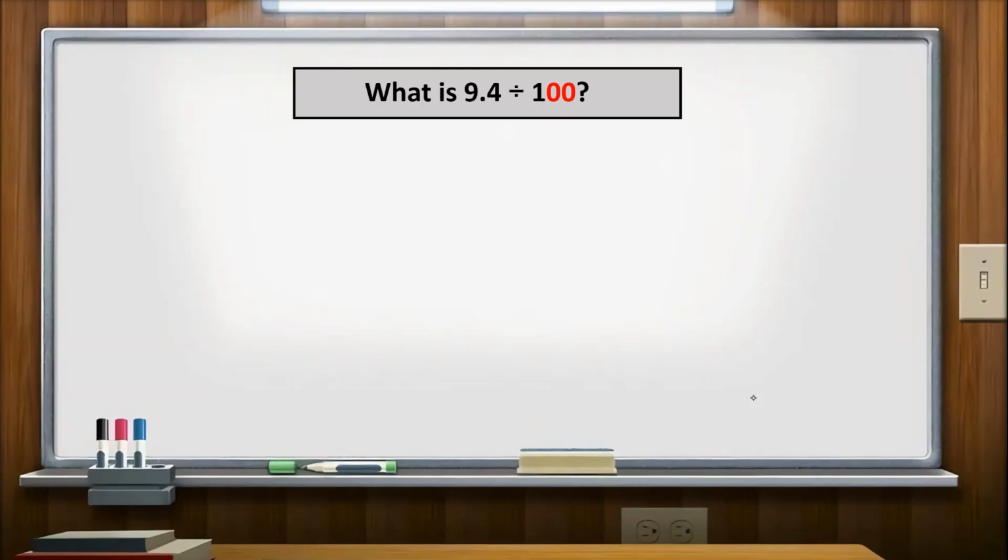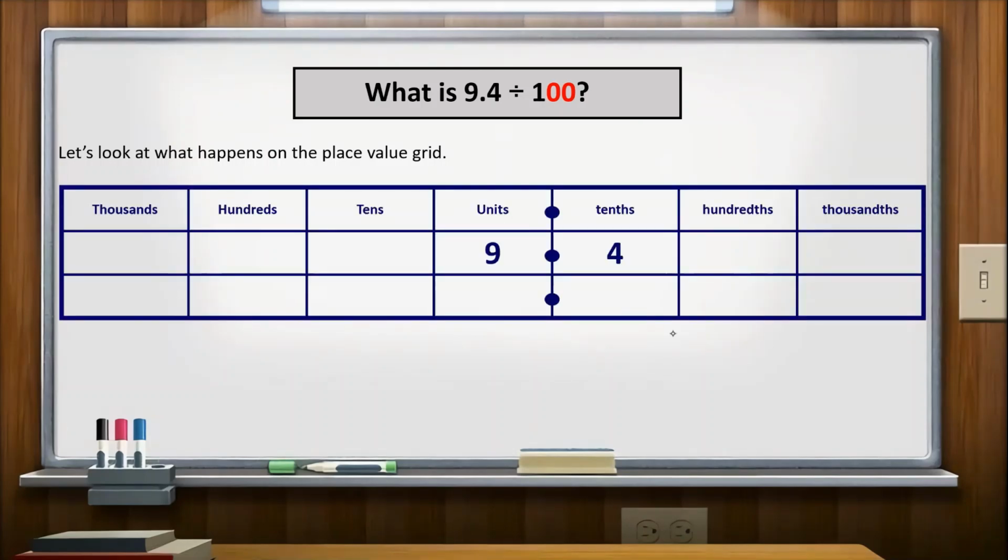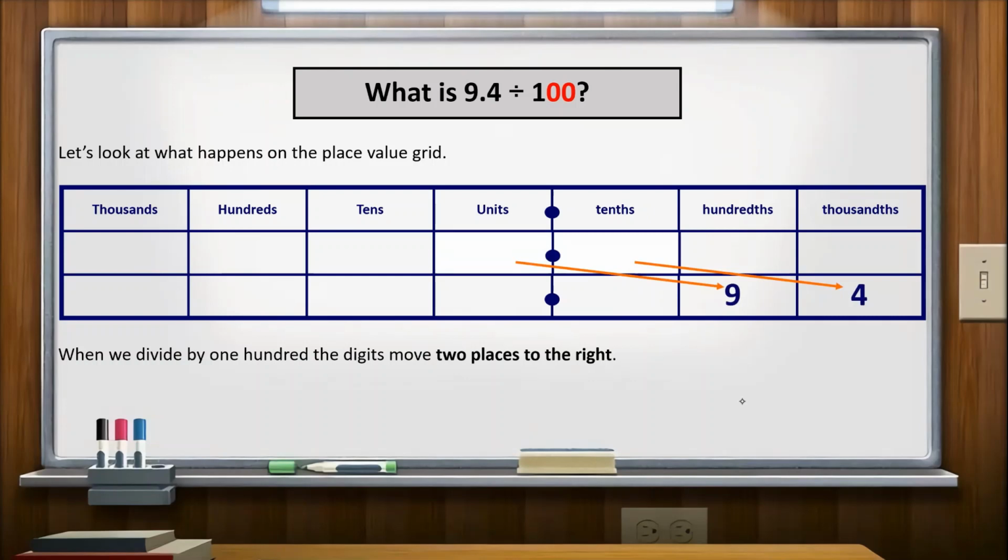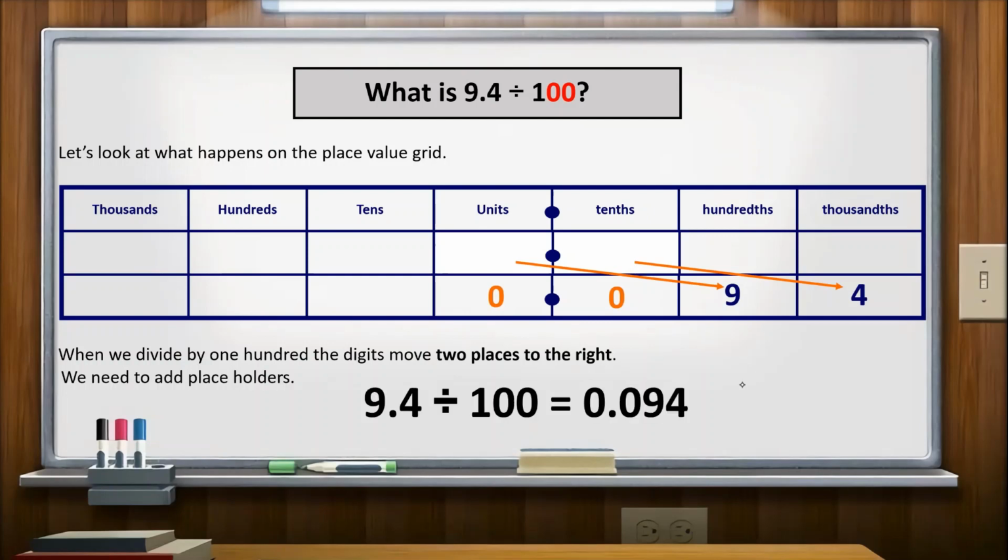Moving on to example 2, 9.4 divided by 100. We will apply the same steps as shown in example 1. We will input 9.4 in its correct place value position on our grid. Now that we are dividing by 100, we will move our digits 2 places to the right. So the 4 will now move from the tenths column to the thousandths column, and the 9 will move from the units column to the hundredths column. We will then need to insert our placeholders, which will then give us our final answer to 9.4 divided by 100 as 0.094.